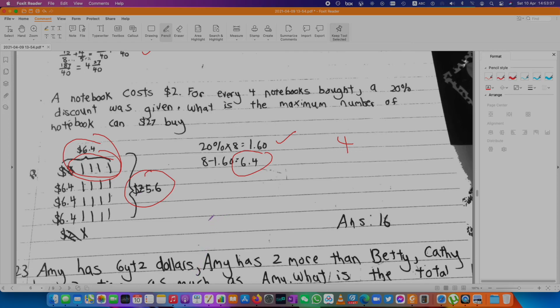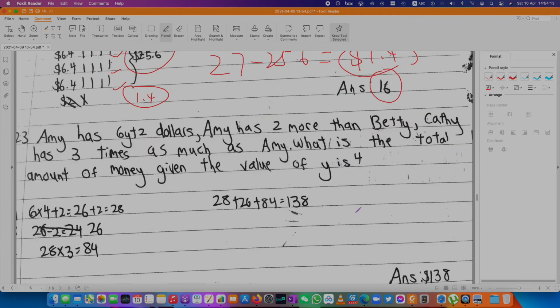So let's say you buy 4 of them already. How much are you left with? 27 minus 25.6. How much is left? 1.4. Is this 1.4 enough to buy another one? No. So that's why you have to write down 1.4. You need to see if you can buy one more. You can't. So in this case, you can only buy 4 sets of 4. 4 sets of 4 is 16. Okay, simple.